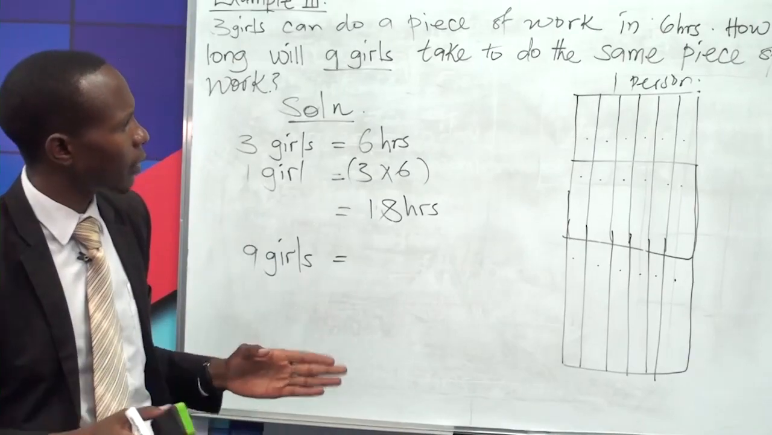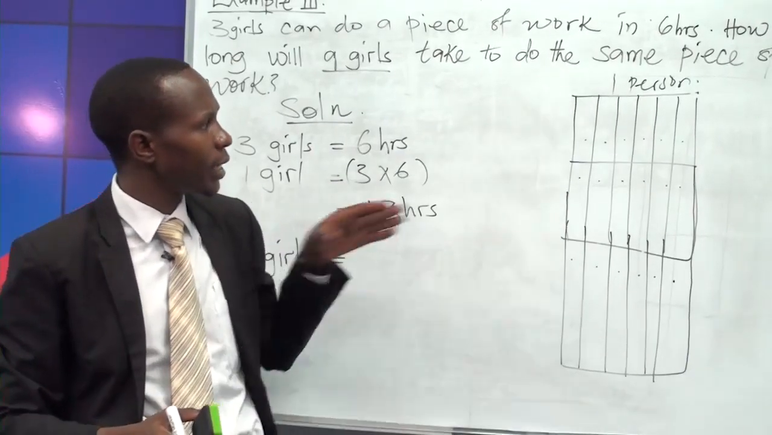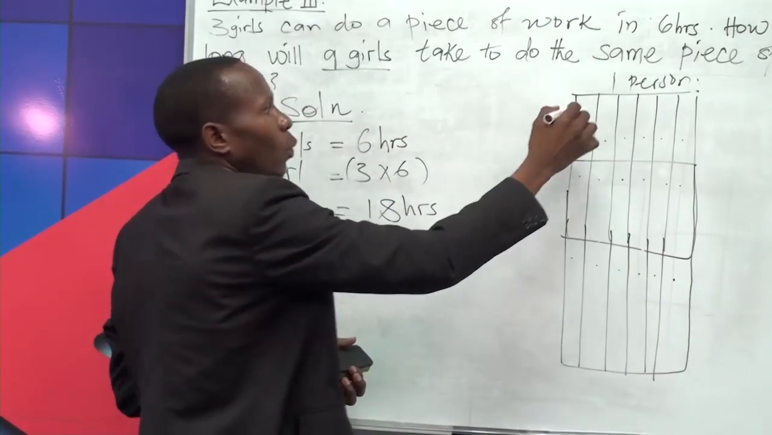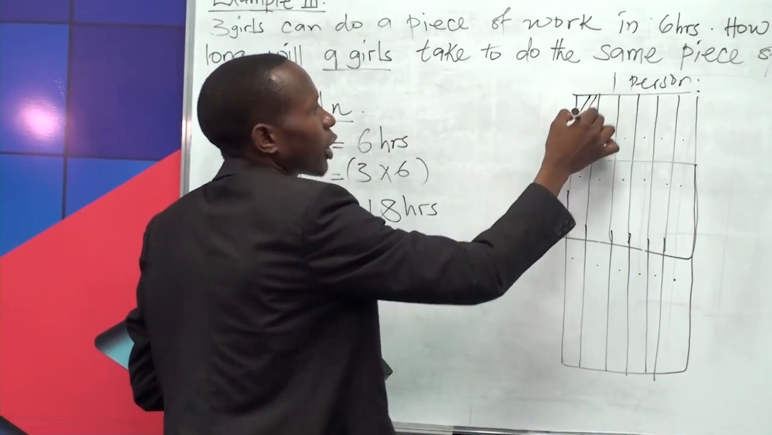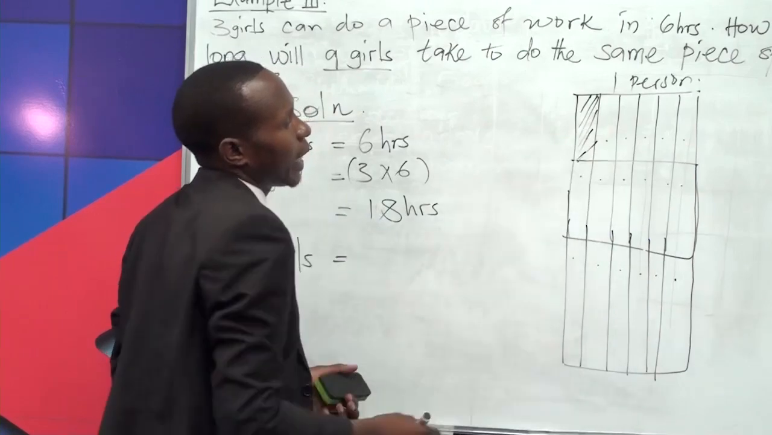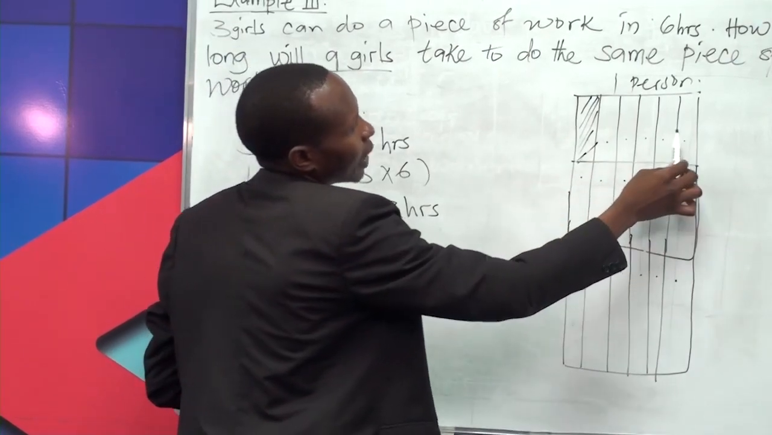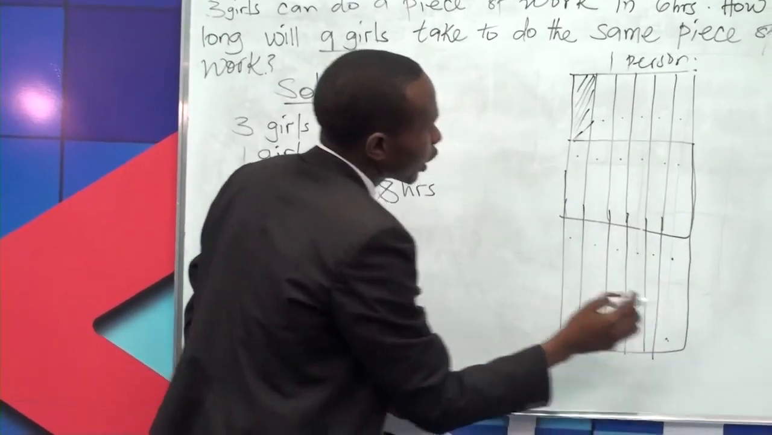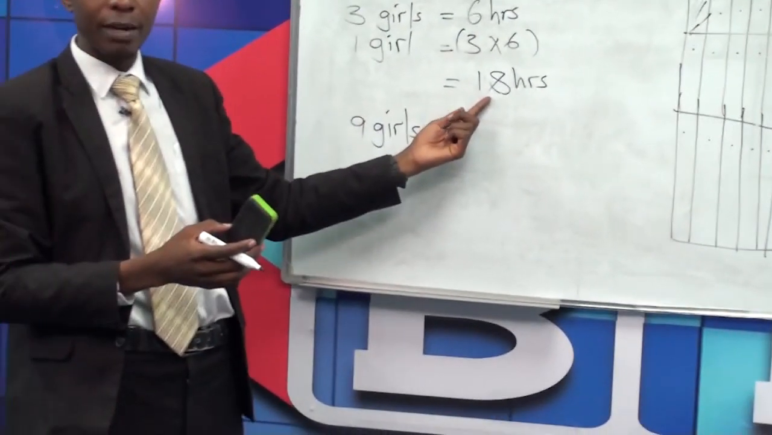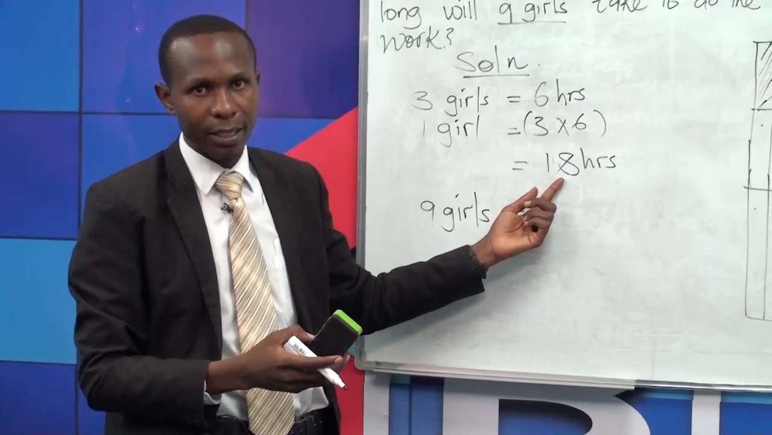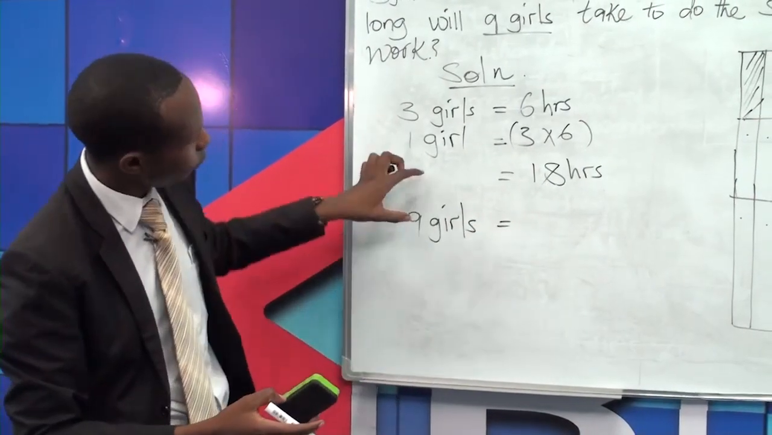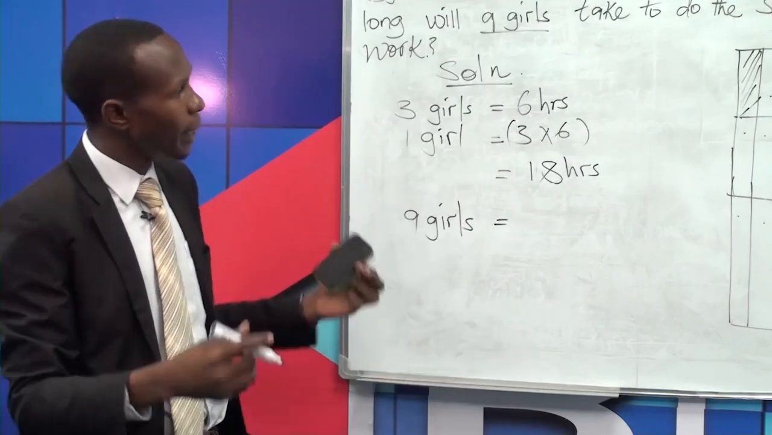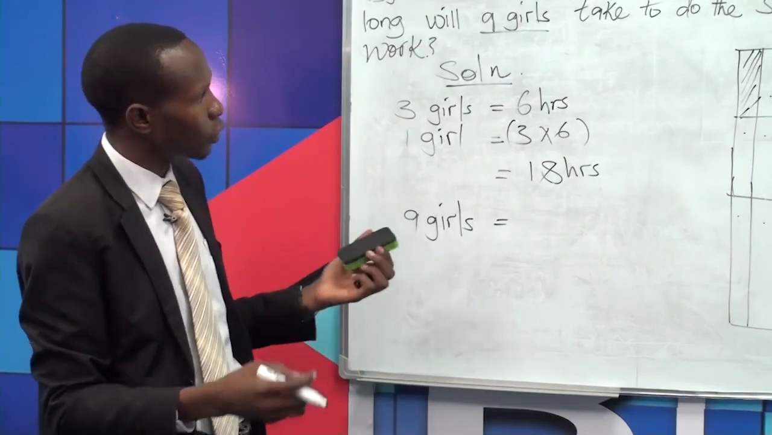So when you are one girl digging this piece of land, you realize that in one hour you will dig only this part. Another hour here, another hour, until you complete the whole piece of land. By the time you reach here, you must have used 18 hours. But now, for us in this case here, they are 9 people. How many hours are they going to use?